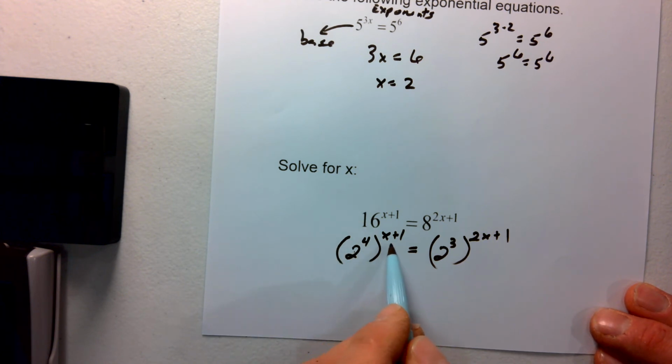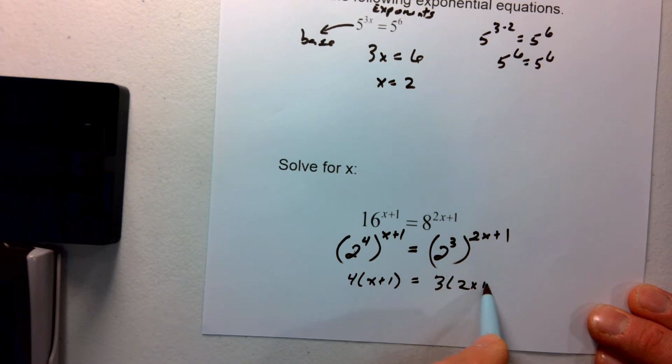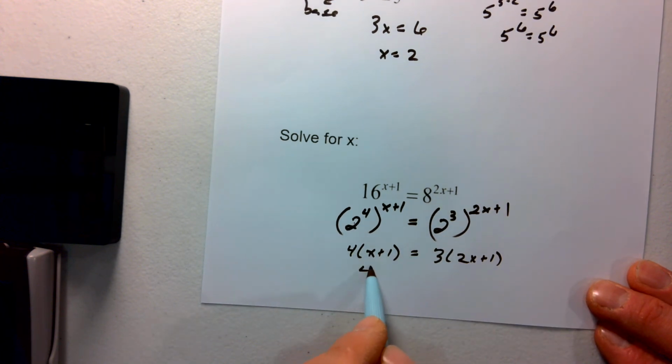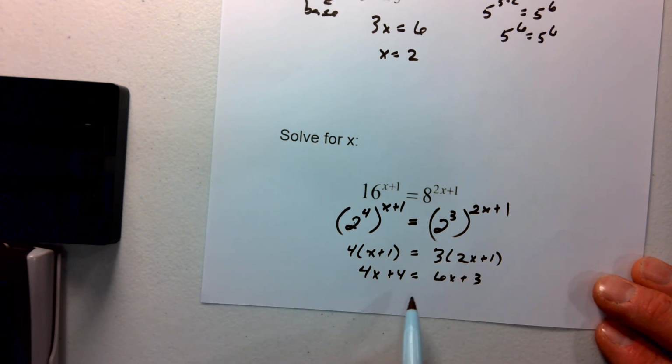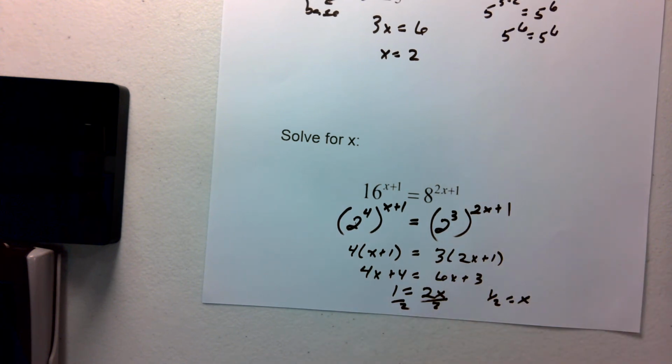So exponent rules, we have an exponent to an exponent. So we know we're going to multiply those together. And here we have an exponent to an exponent as well. We're going to multiply those together. Again, my bases were the same. If my bases are the same, my exponents have to be the same. I can go ahead and solve for x. So we get 4x plus 4 is going to equal 6x plus 3. Solving for x, I can subtract my 4x, subtract my 3, so I get 1 equals 2x. Divide by 2, and I get 1/2 equal to x. And that gives us our answer.